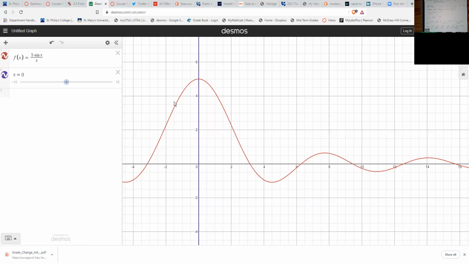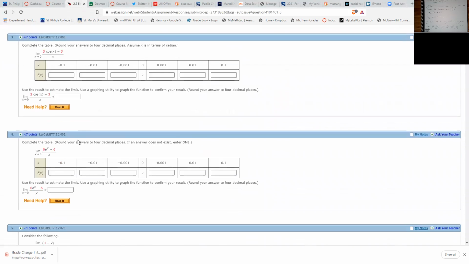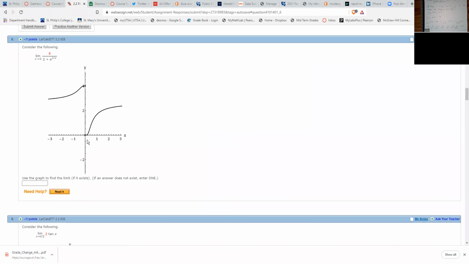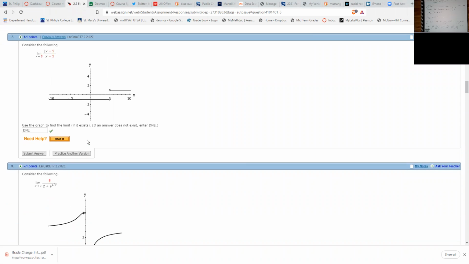Approaching from both sides, we were getting to the same point. That's why the limit existed. Does that make sense? Yes, sir. Okay.